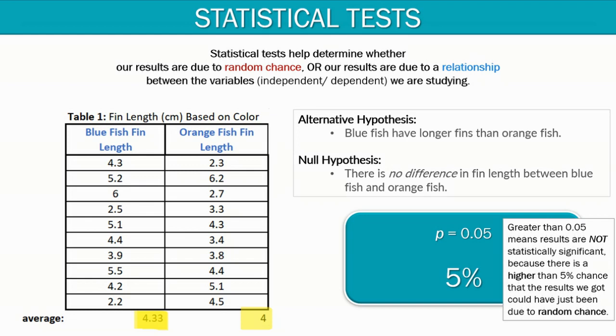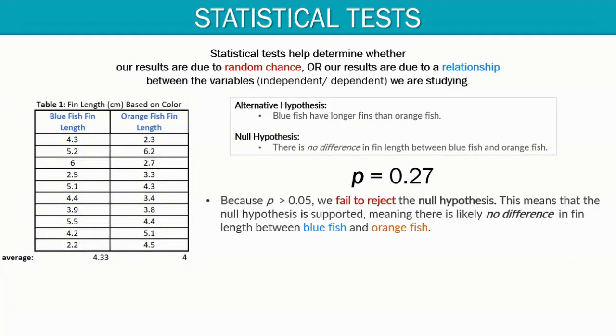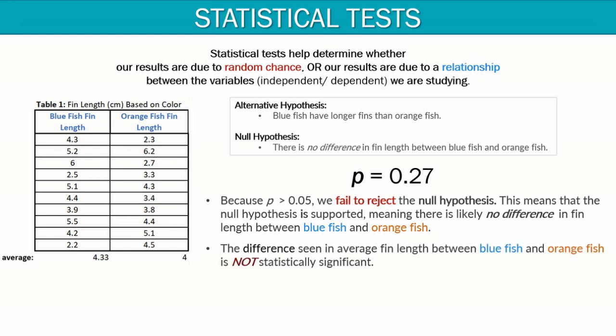Now, let's evaluate what a p-value of 0.27 actually means in the context of our example. Because our p-value is greater than 0.05, we fail to reject the null hypothesis, meaning the null hypothesis is supported. There is likely no difference in fin length between blue fish and orange fish. A p-value of 0.27 in this context would also mean that the difference seen in average fin length between blue fish and orange fish is not statistically significant.